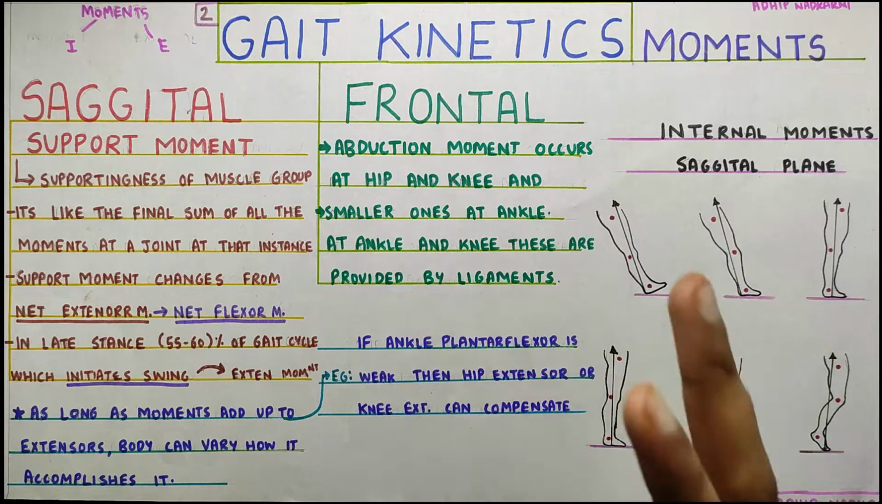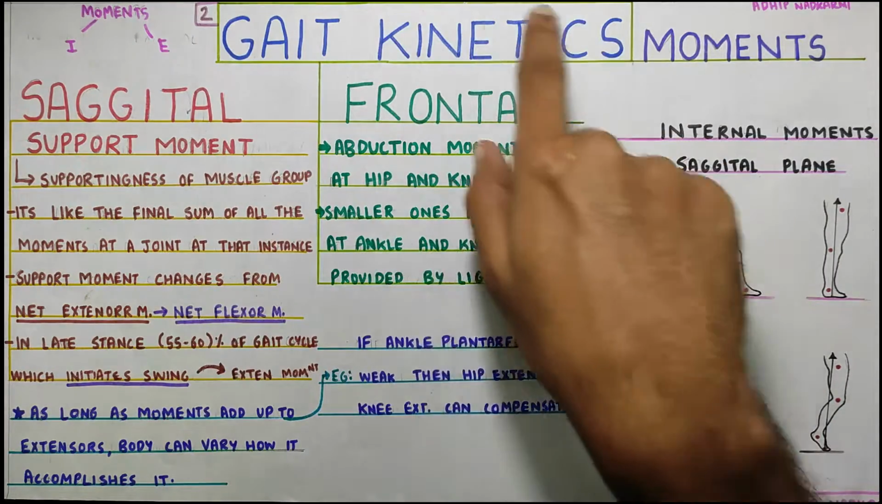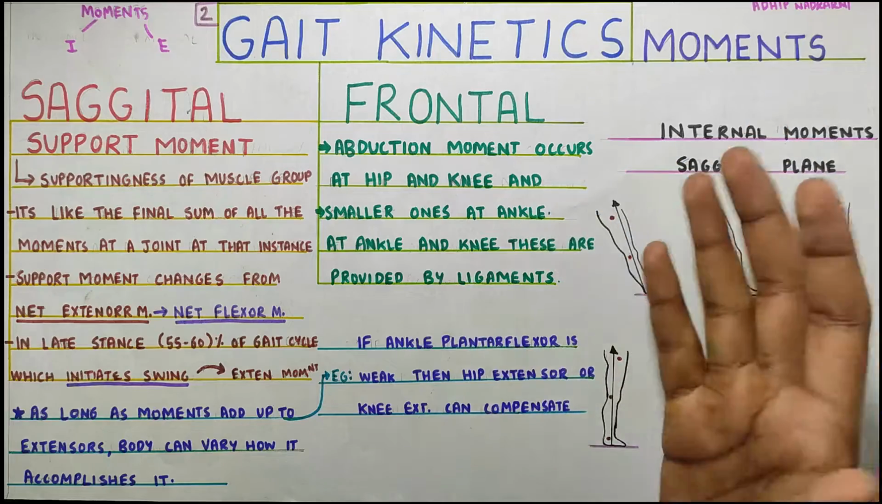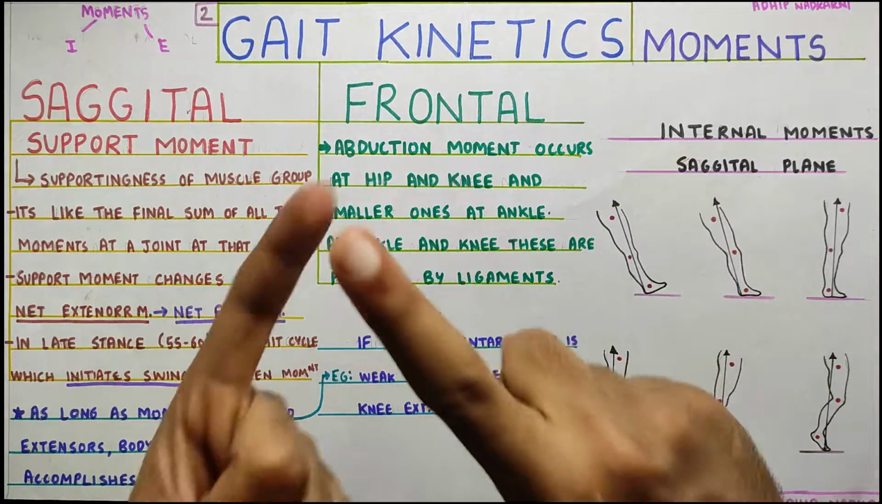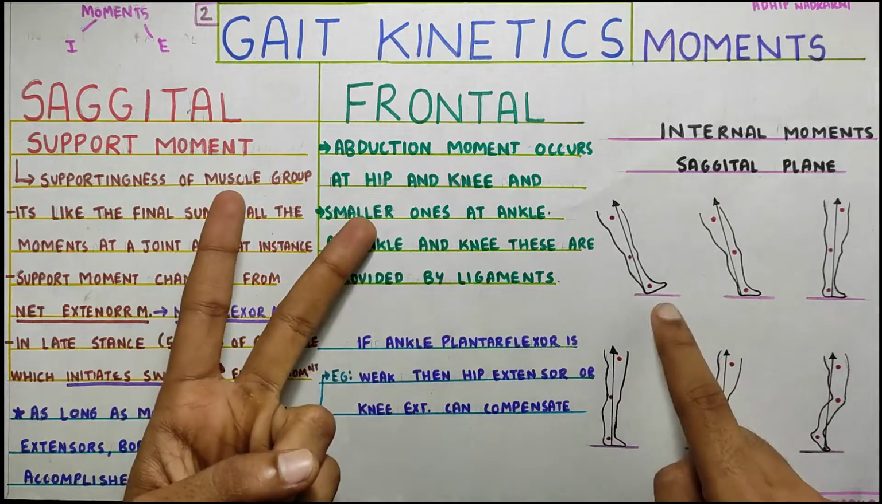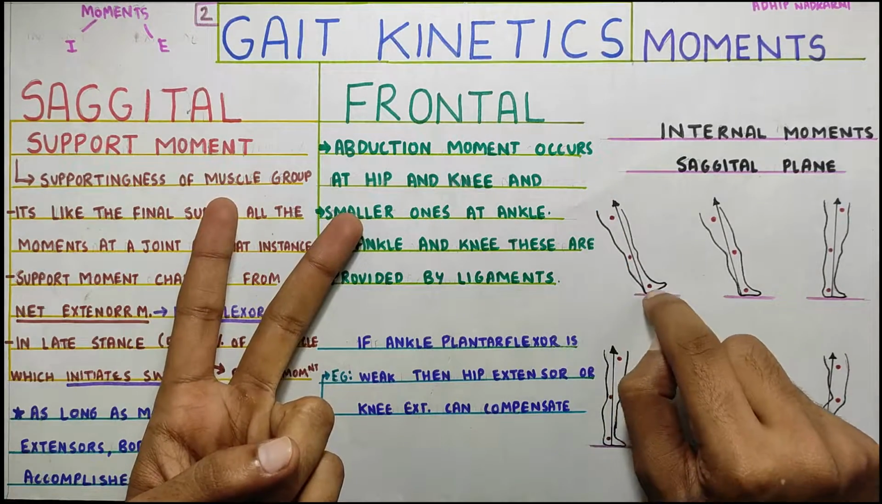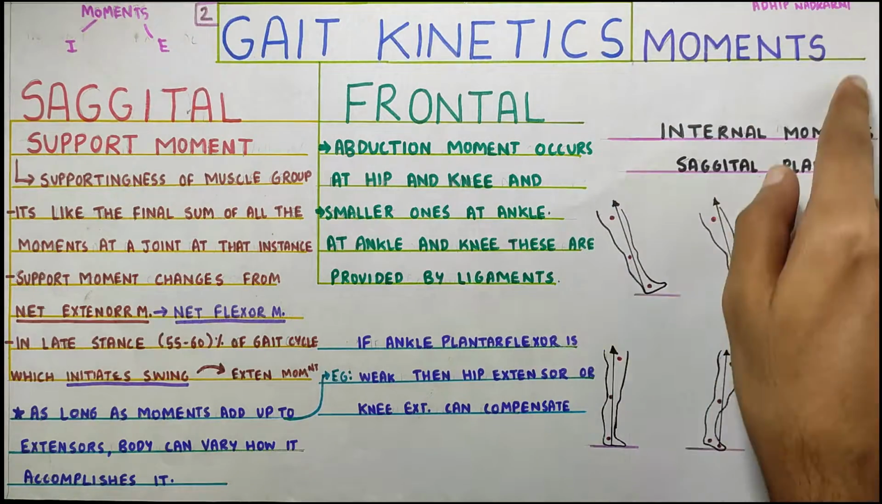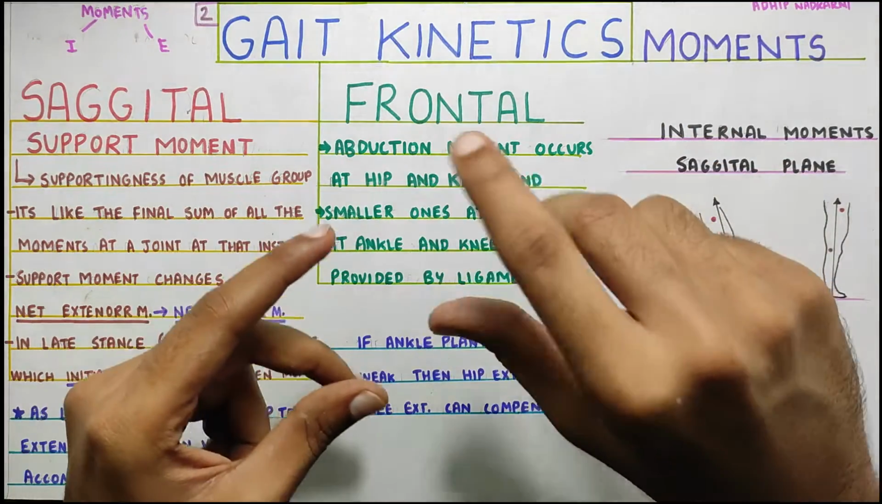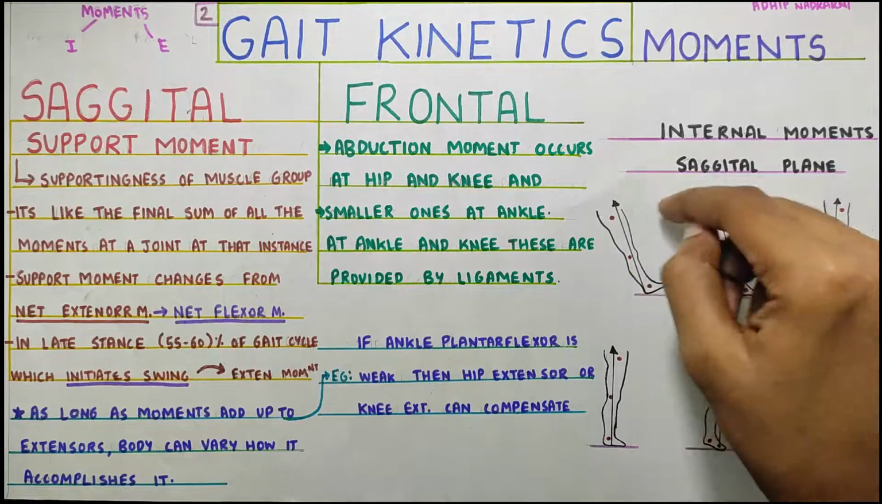In this video, we are going to talk about gait kinetics, that is the forces that are involved in gait. In the last video we also talked about kinetics, right? Where we spoke about the ground reaction force and the center of pressure. This is the ground reaction force and the center of pressure at the foot. Now in this video, we will be talking about the moments. Moments is basically a twisting force that is seen at the joint, correct?